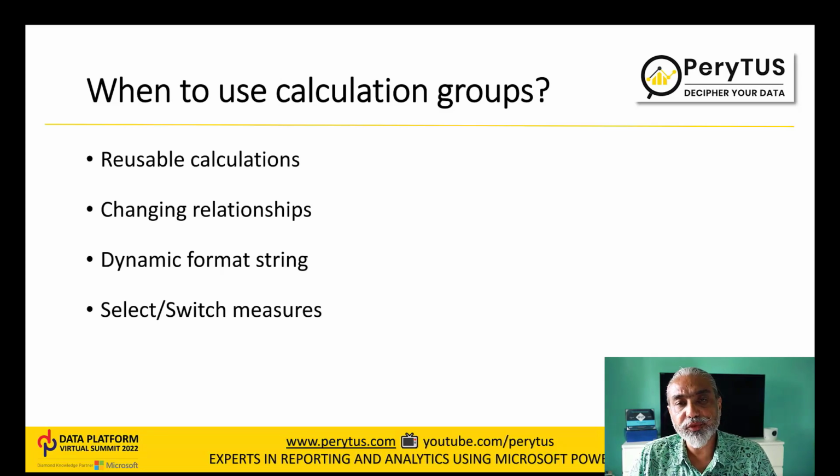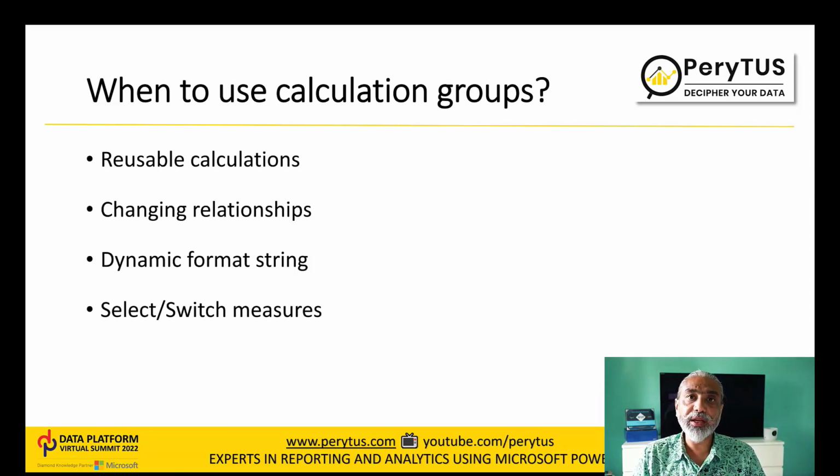So now the question comes, why should I use calculation groups? The first thing is reusable calculations. A very simple example is time intelligence. Let's say we have month to date, quarter to date, and year to date, simple stuff. And we have a sales measure and a quantity measure.